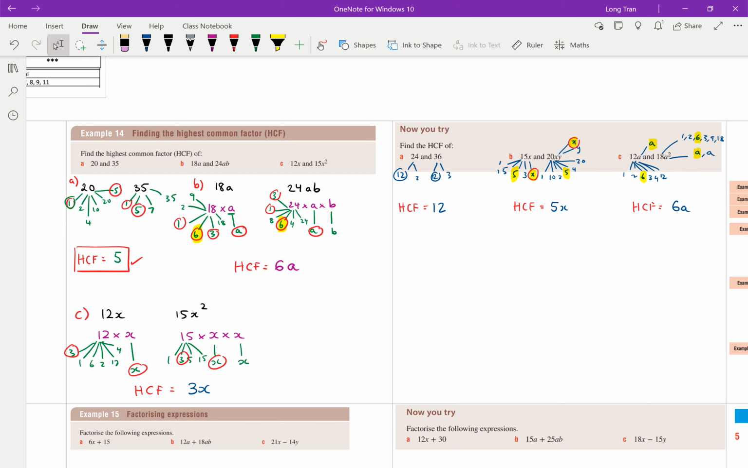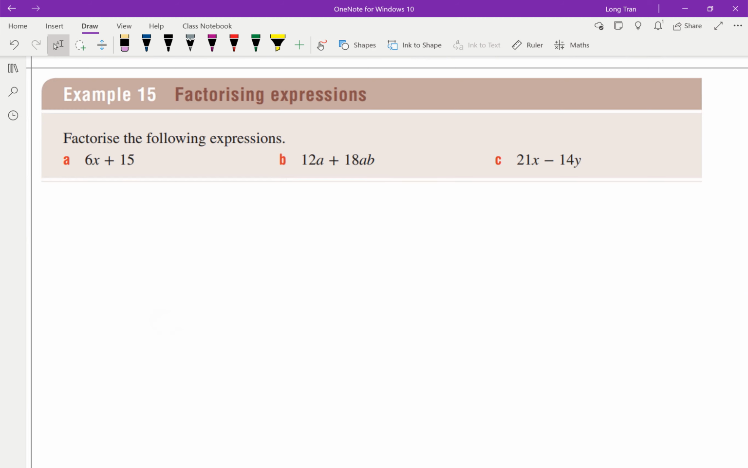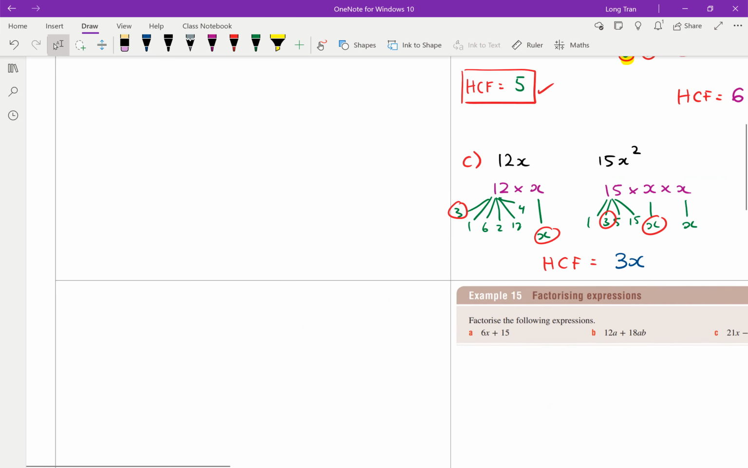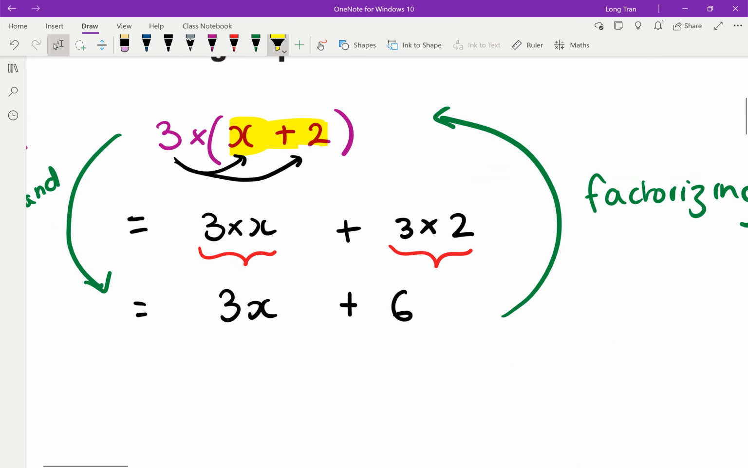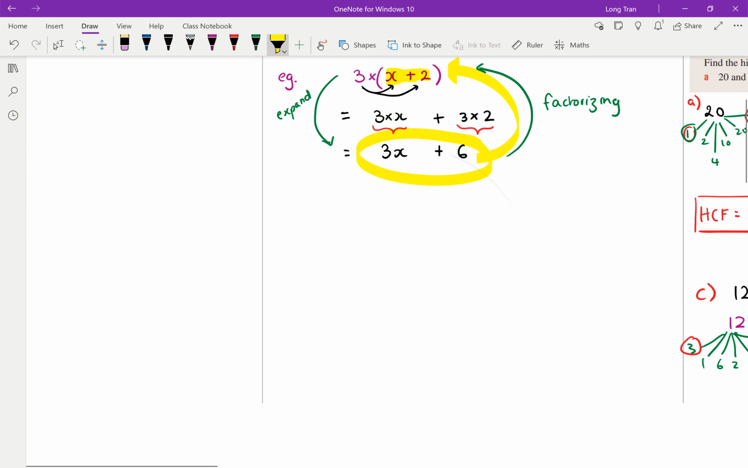This is the final skill that you have to have, which is moving from expanded version back to factorized version. So if you have a look at the example I gave to you before, we're now trying to move from here, 3x plus 6, back to 3 times x plus 2 in brackets. That's what you want to do. Okay, so here we go. How do we do this?